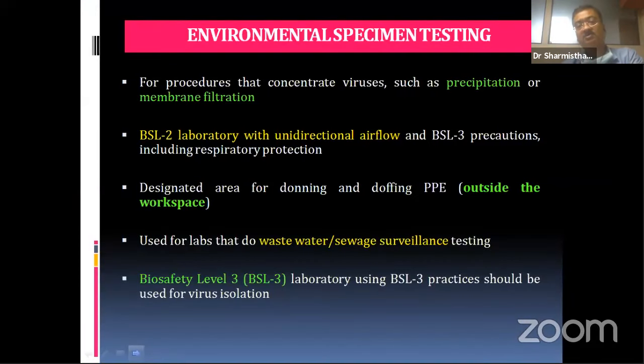Now, environmental specimen testing. Procedures that concentrate viruses, such as precipitation and membrane filtration, are ideal. BSL-2 laboratory with unidirectional airflow, and BSL-3 including respiratory protection. So a designated area should be there for donning and doffing of PPE, very important. And there should be proper sewage surveillance. And only BSL-3 laboratories using BSL-3 practice are allowed for virus isolation. No BSL-2 laboratories are allowed for virus isolation.